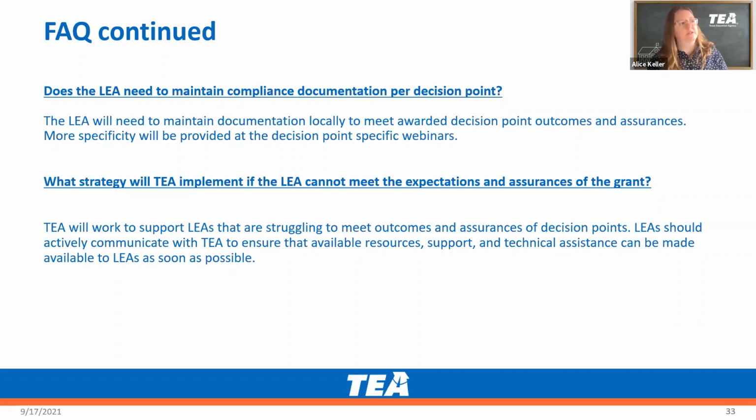And what strategy, this is a big one, what strategy will TEA implement if the LEA cannot meet expectations and assurances of the grant? We understand that this is a huge and heavy lift for LEAs. So we will work to support LEAs that are struggling to meet outcomes and assurances of decision points. While this process hasn't necessarily been finalized about what that support is going to look like, LEAs should stay in constant communication with us at TEA to ensure that available resources and support, as well as technical assistance, can be offered to LEAs that are concerned about not meeting outcomes and assurances, or that are already having challenges meeting those outcomes and assurances.